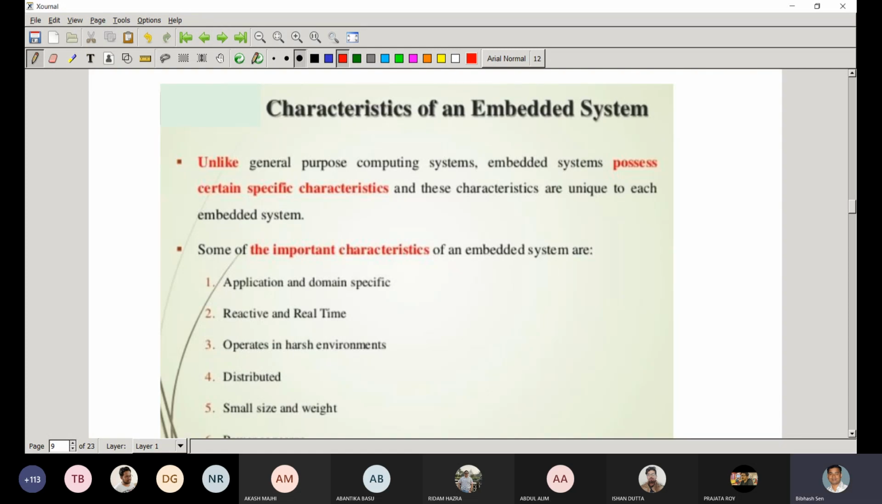So what will be the characteristics of our embedded system? If you see, unlike a general purpose computing system, an embedded system possesses certain specific characteristics, and these characteristics are unique to each embedded system. Embedded systems always have some special characteristics. What are the important characteristics? Let's see. It is application and domain specific.